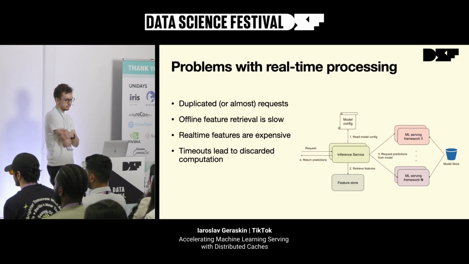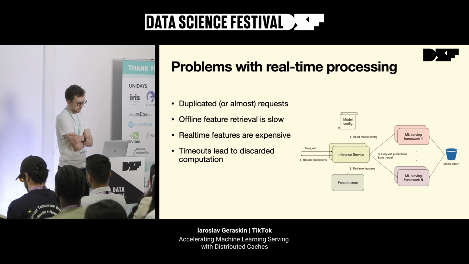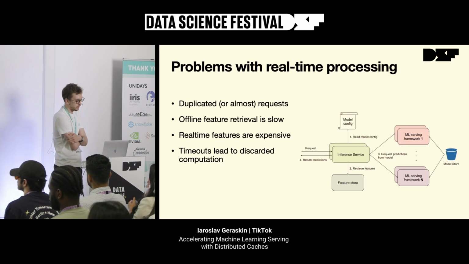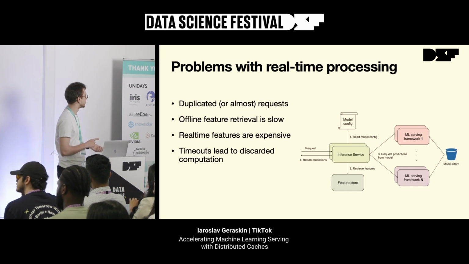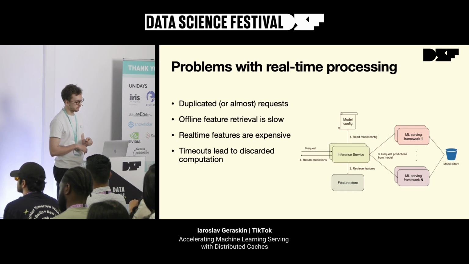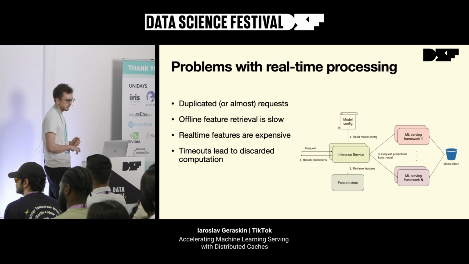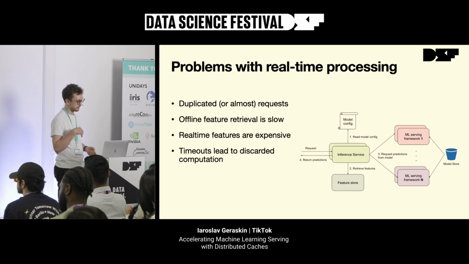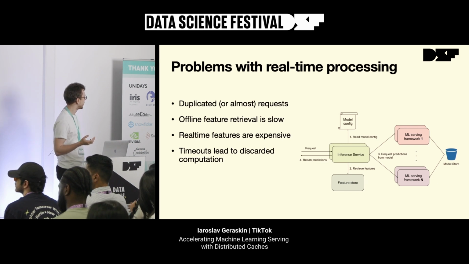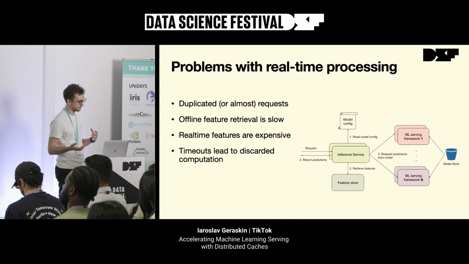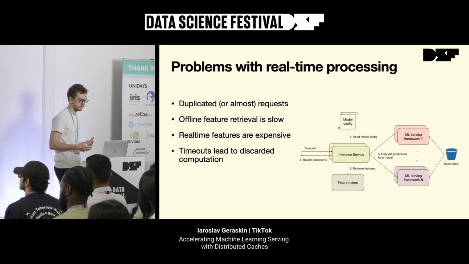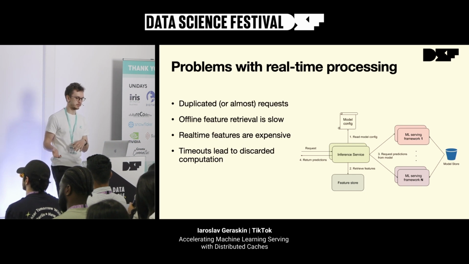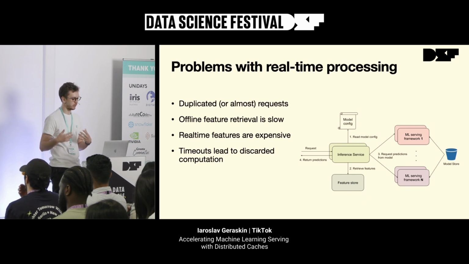So the problems with those kinds of pipelines are, as I mentioned, we need to achieve low latency. And because of that, there can be a lot of timeouts, which lead to discarded computations, because an inference server can forward the request to a machine learning model, but the request times out, and that computation is no longer needed, but we just occupied a resource that we don't have a lot of.